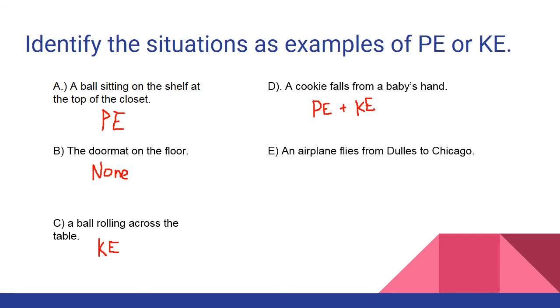In our last situation, we have an airplane flying from Dulles to Chicago. This is an example of kinetic energy because the plane is in motion. Even though it's up off of the ground, it is moving, so we say that it has kinetic energy.